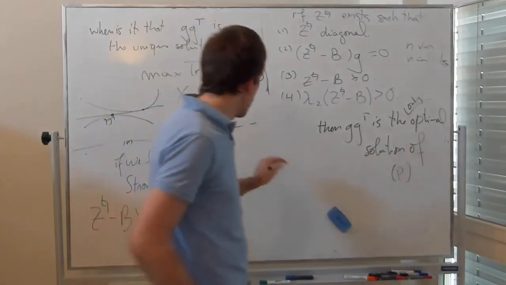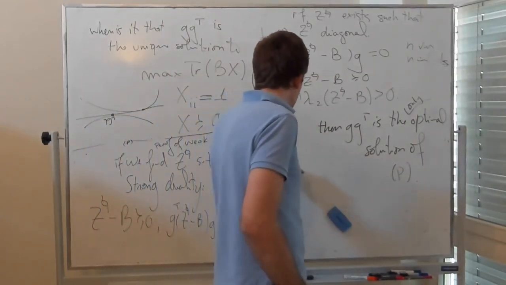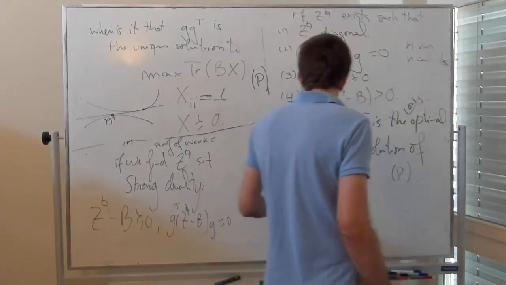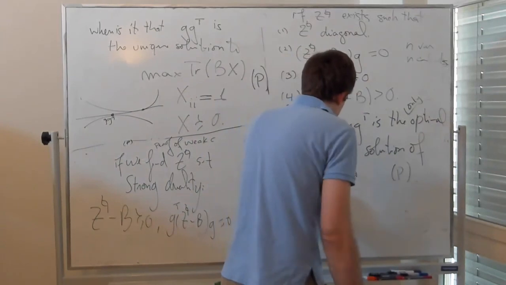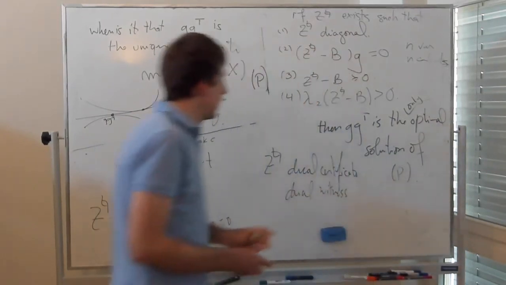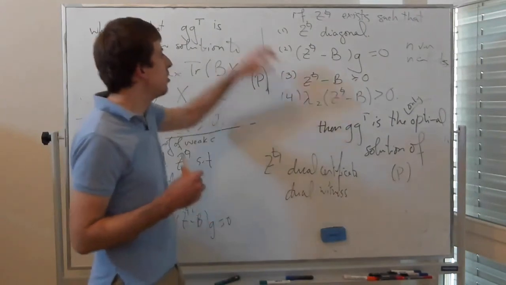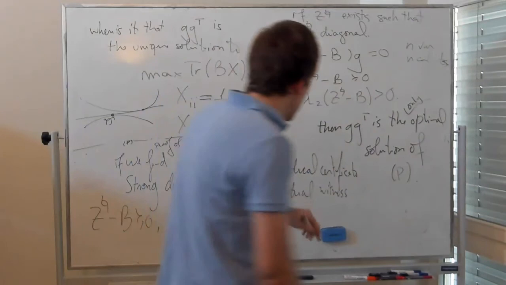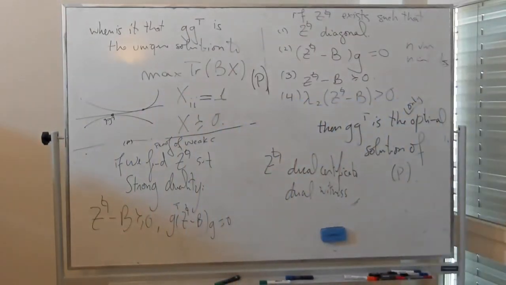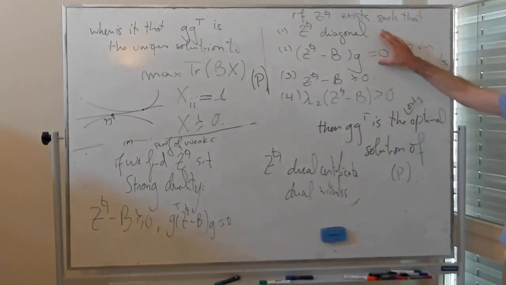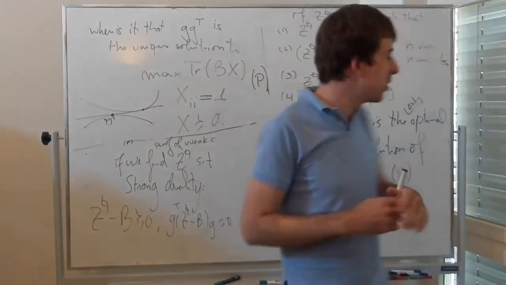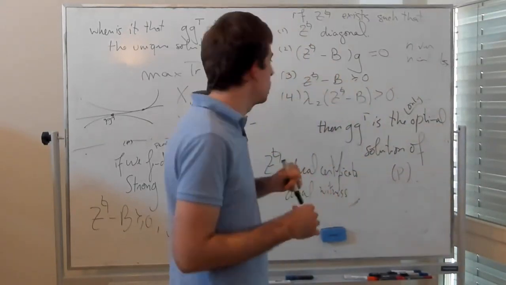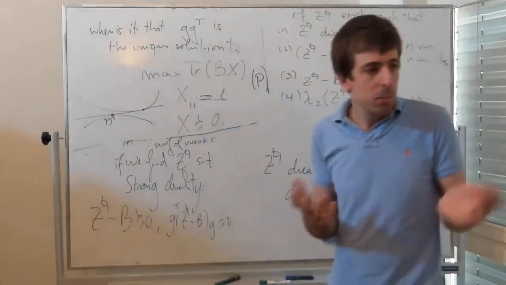Now, Z natural is often called a dual certificate, or a dual witness, because it's certifying that G G transpose is the optimal solution, or it's a witness to the fact that G G transpose is the optimal solution. So next lecture we'll see how to build Z natural from these two constraints, and how to use matrix concentration and random matrix theory to prove that Z natural will actually satisfy this for certain ranges of p and q. Okay, thank you.